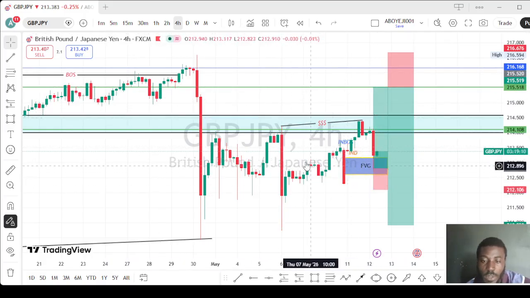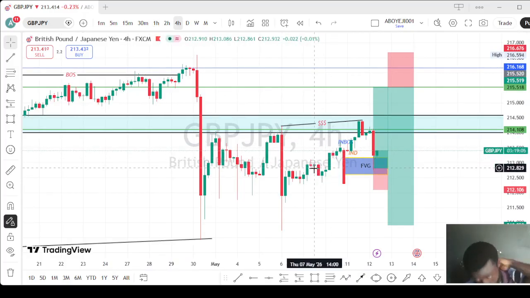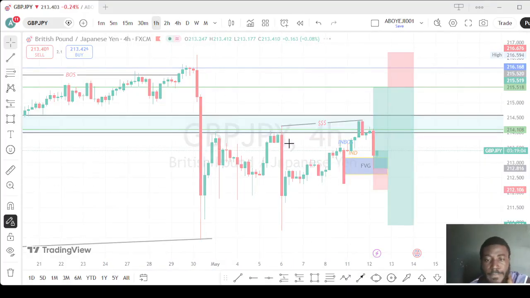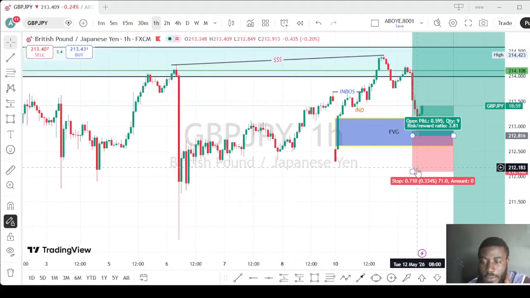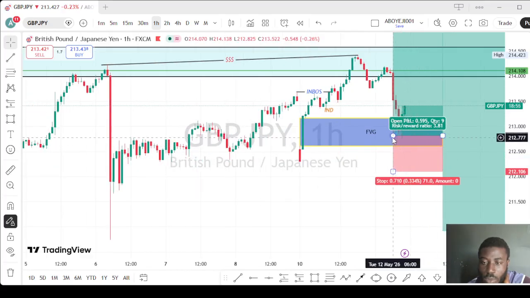You can see this is the last break, but on the 1-hour time frame, you can see the break of structure anywhere. On the 1-hour time frame, this is the break the market also gave us. This is the FVG, and our stop loss is below here. So we are still expecting the market to go up.